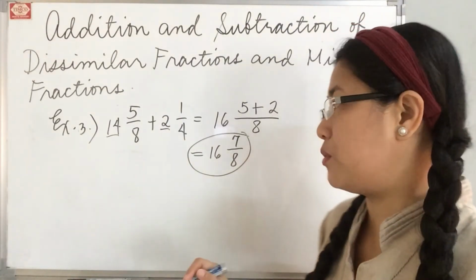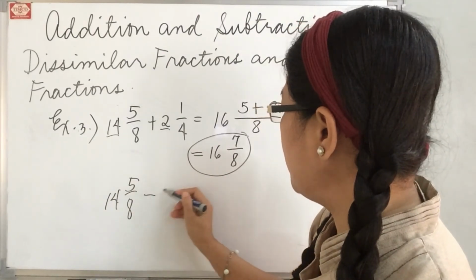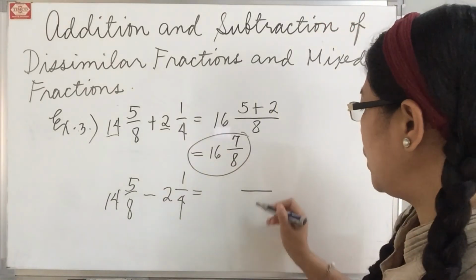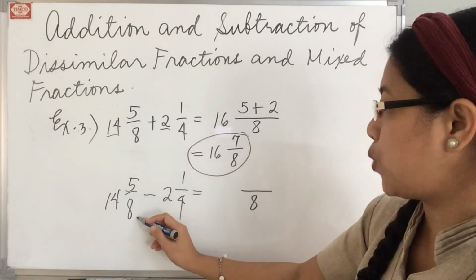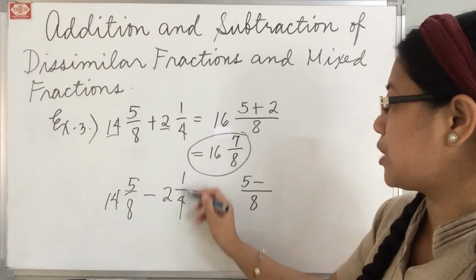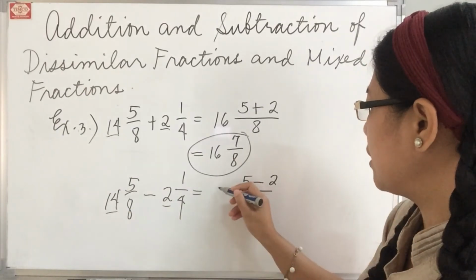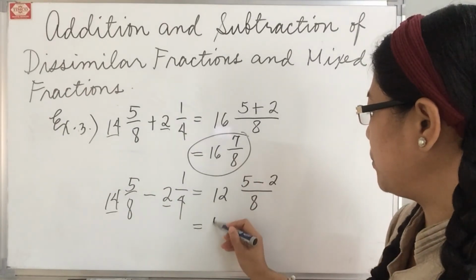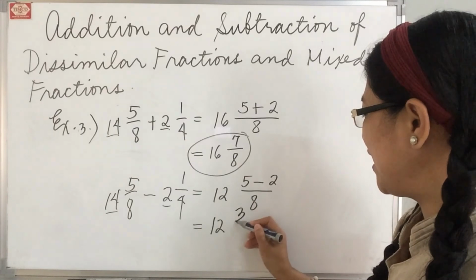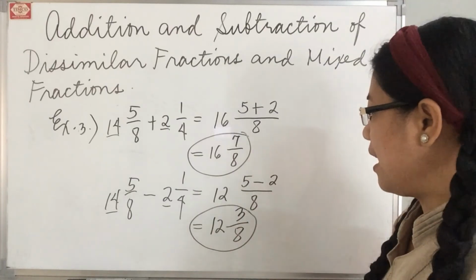Okay, now the subtraction one. We have 14 and 5/8 minus 2 and 1/4. So LCD, we have 8. 8 divided by 8 equals 1. 1 times 5 equals 5. Minus 8 divided by 4 equals 2. 2 times 1 is 2. And subtract the whole number. 14 minus 2, that is 12. Alright, so bring down 12. 5 minus 2, that is 3 over denominator, which is 8. So this is now the final answer.